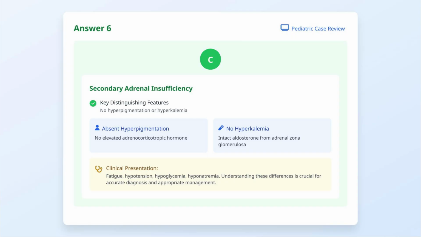Secondary adrenal insufficiency lacks hyperpigmentation because adrenocorticotropic hormone levels are low, not elevated. Hyperkalemia is also absent because aldosterone production from the zona glomerulosa remains intact. Patients present with fatigue, hypotension, hypoglycemia, and hyponatremia. Understanding these differences is crucial for accurate diagnosis and appropriate management.